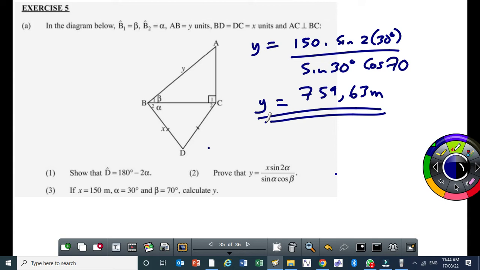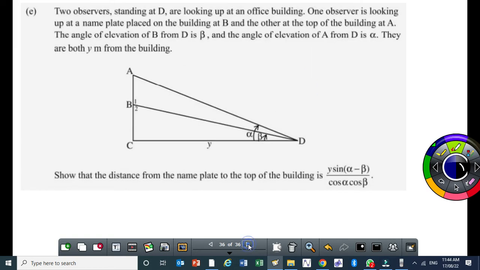All right. Any questions? Any question? All right. The next question is also a 2D problem. So you've got two observers standing at D. Now this question requires your knowledge of angles of elevation and depression.